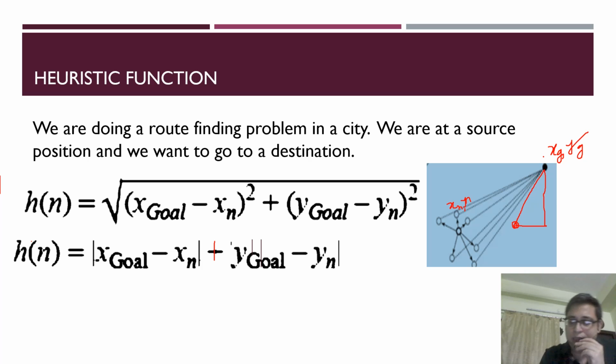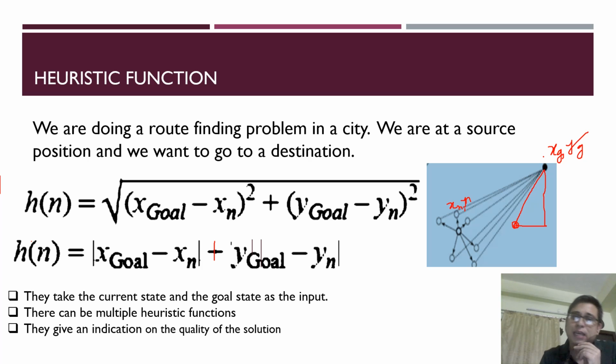Now there are two things that need to be understood. First, any heuristic function will take the current state and the goal state as the input. And there can be multiple heuristic functions. You can use any of these, and if you think more, more possibilities will come to your mind, right? They give an indication on the quality of the solution. What do we mean by that? We are giving an indication on quality, not a guarantee.